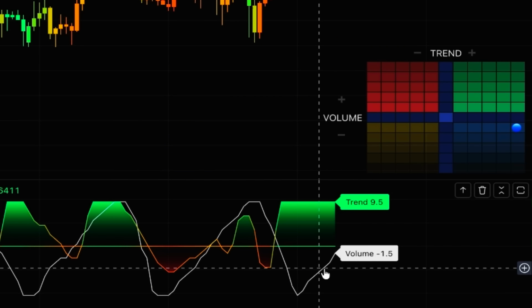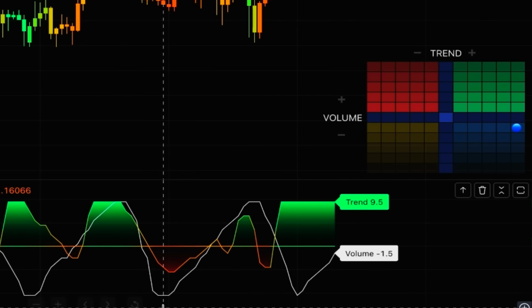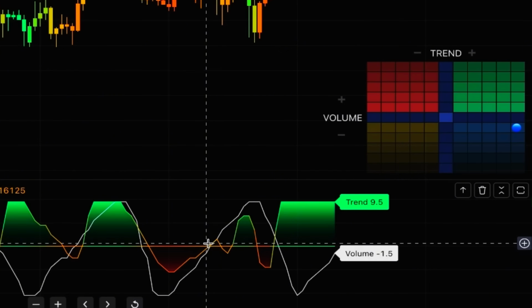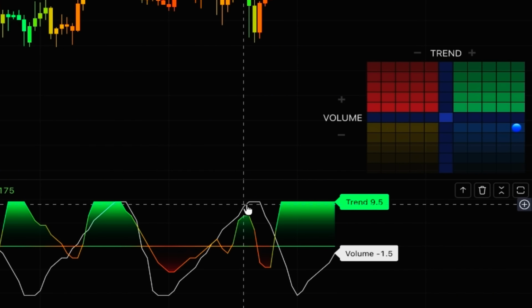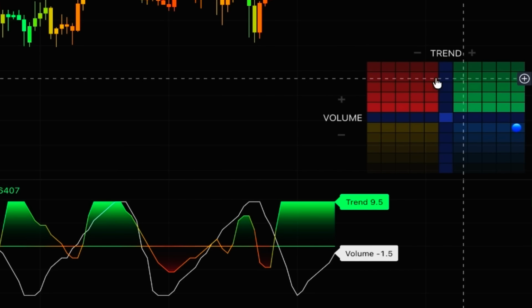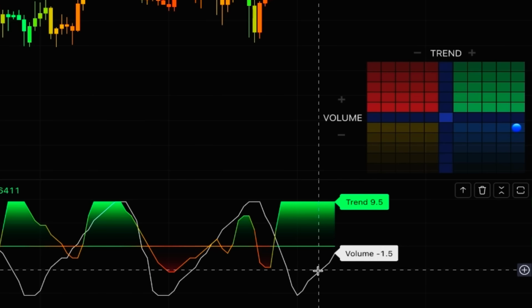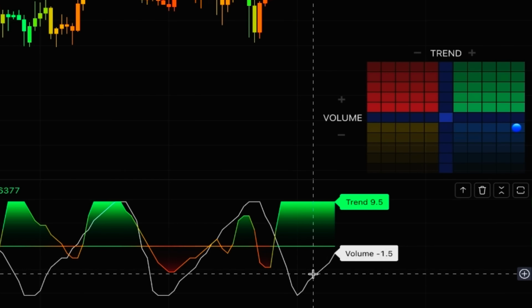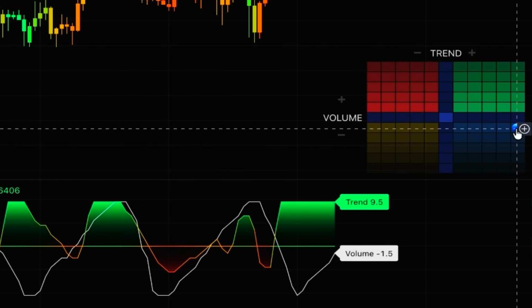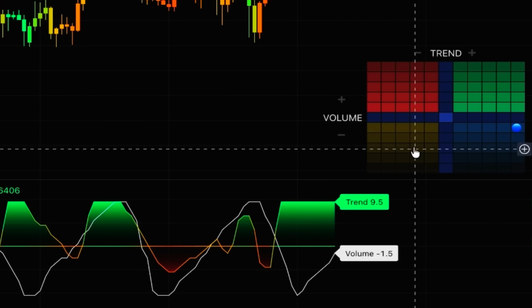And then we have this line, which is the volume line, and it is also moving above and below the center line, as you can see. When it is above the center line, the volume is above the average, and we will have the blue circle here on the upper part of the box in the red segment and green segment. And in times that the volume line is below the center line, the volume is below the average, and we have the blue circle here in the bottom part of the box in the blue segment or yellow segment.